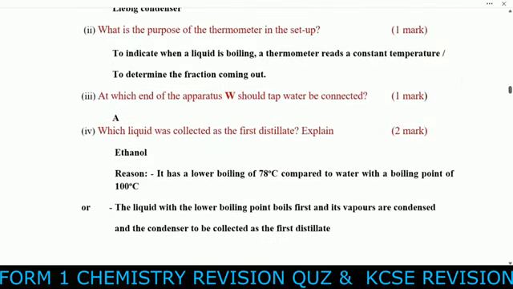Next, you are told which liquid was collected as the first distillate. Explain. The first distillate was ethanol. Why? It has a lower boiling point of 78 Celsius compared to water, with a boiling point of 100 C. The liquid with the lower boiling point boils faster and its vapors are condensed in the condenser to be collected as the first distillate.